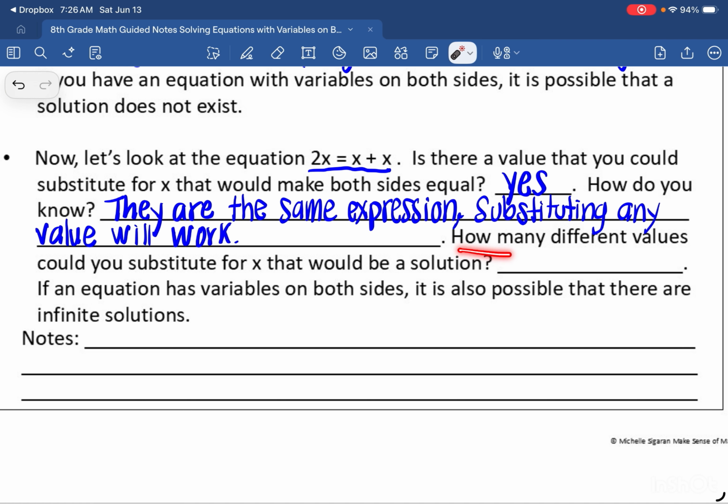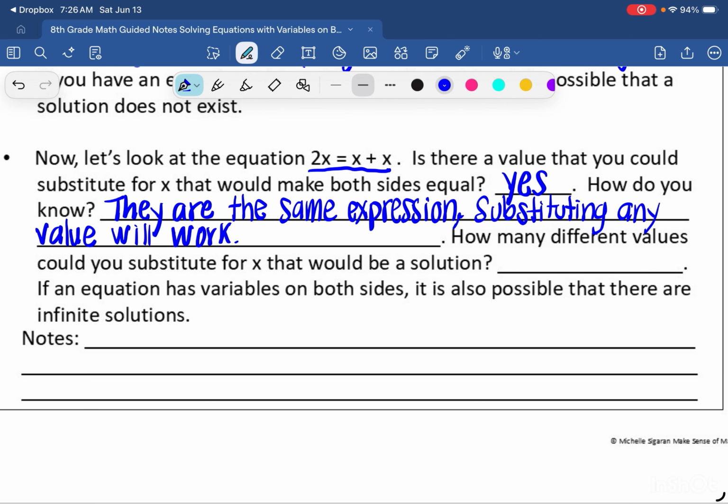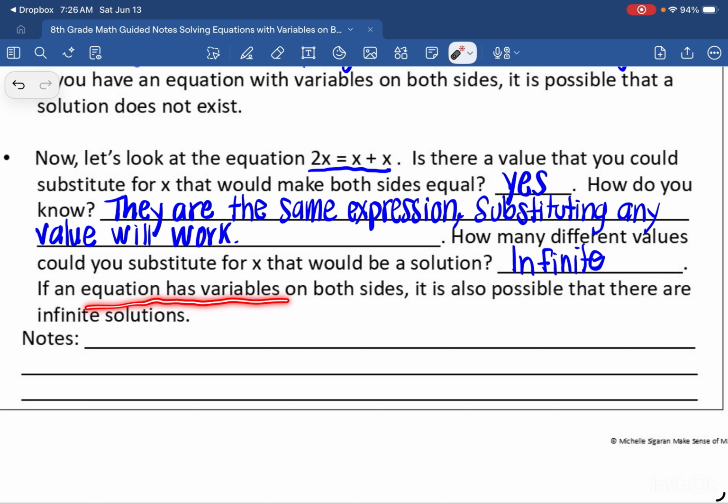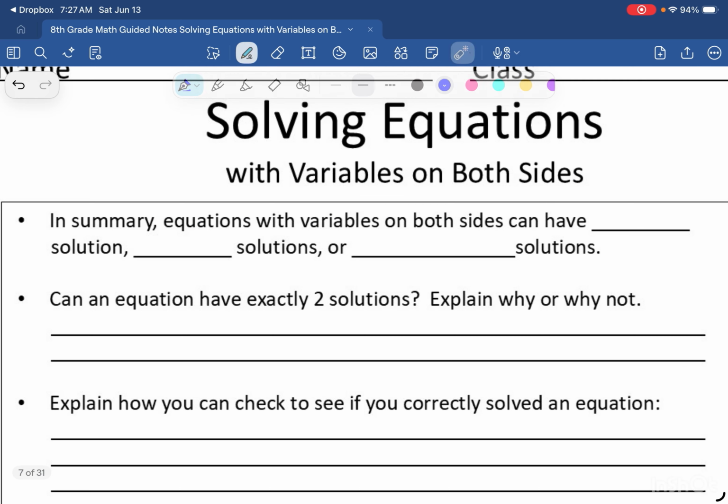How many different values could you substitute for x that would be a solution? No matter what value I put in for x, it's going to be true because they are the same expression on each side. So I can place an infinite amount of different values for x in the equation. If an equation has variables on both sides, it is also possible that there are infinite solutions. In summary, equations with variables on both sides can have one solution, no solutions, or infinite solutions.